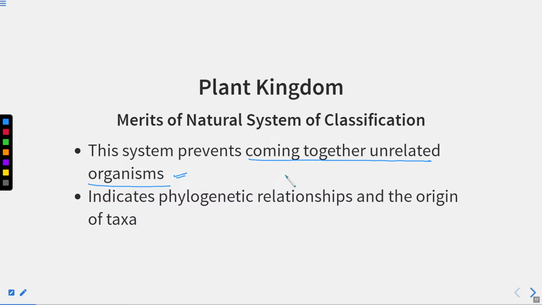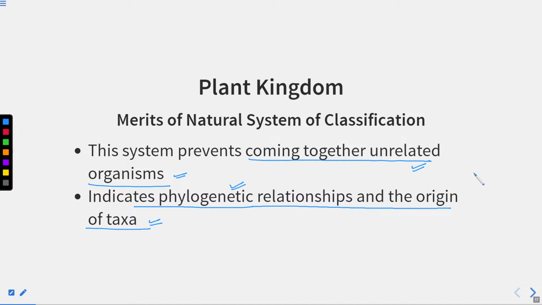And also similar. If all these characters are present similarly in two different organisms, then we will put these two different organisms in one group. And if one organism is lacking even a single character, then we will not place that particular organism in that group. Okay, so unrelated organisms will not come in one group. So this indicates phylogenetic relationship and the origin of the taxa. It also talks about the phylogenetic relationship, the evolutionary relationship.